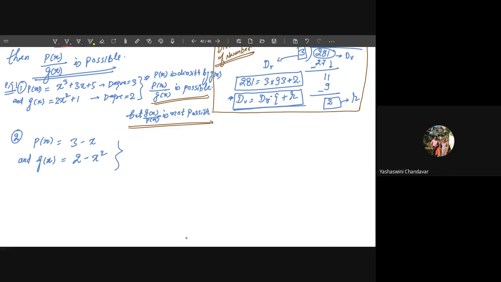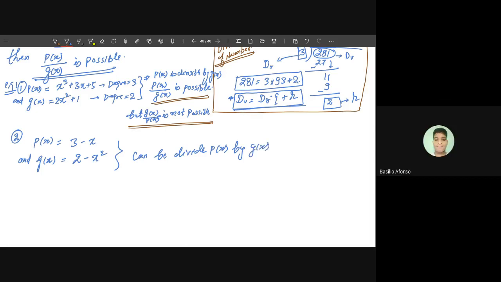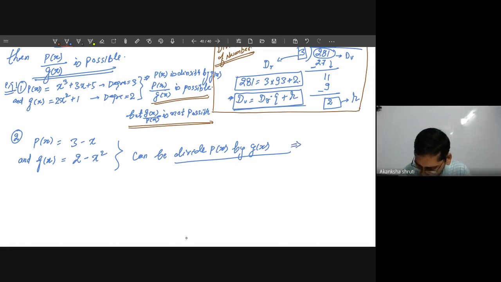Not possible, sir. Not possible, sir. Because in gx the degree is 2 and in px the degree is 1. Very good. Answer is no, division not possible. Means division is not possible.